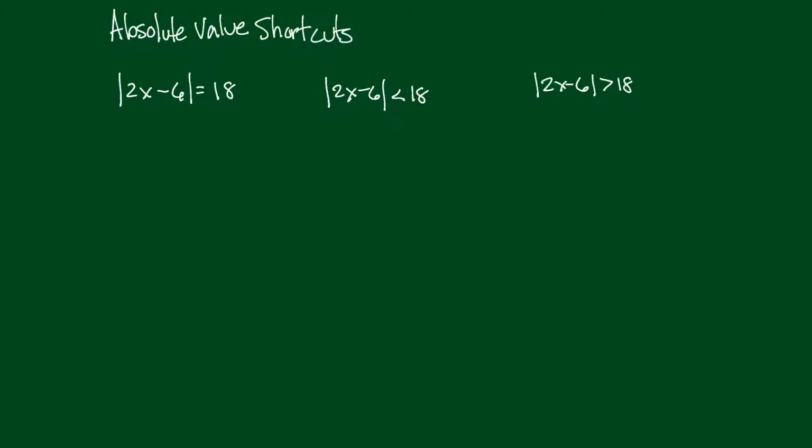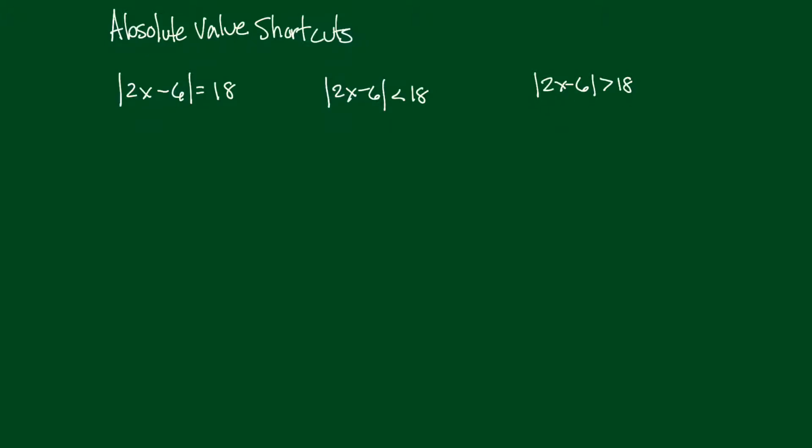I want to show you 3 shortcuts that are useful when solving absolute value equations and inequalities, less thans or greater thans. Now, I don't particularly recommend them because here's 3 more things that you have to remember as opposed to just remembering how to translate: the distance between the number 2x minus 6 and 0 on the number line is 18 units. You just have to remember that as opposed to this shortcut, and this shortcut.